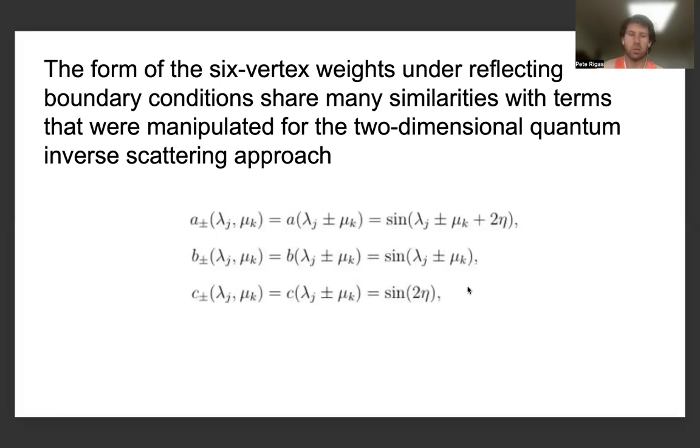But besides the first weight, which is given by the A term, the B term is also given by a similar type of expression, which doesn't have the plus 2 eta term which is appearing as an additional argument in the sine function in the first weight. And then finally, the C term is just given by sine of 2 eta.